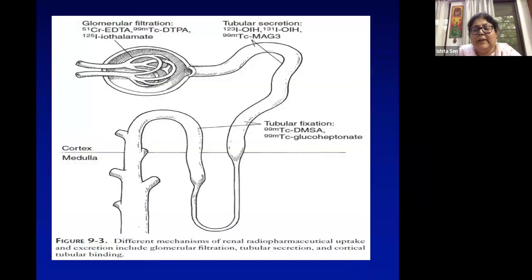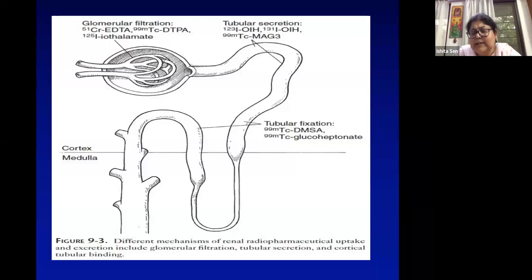So when we talk about nuclear nephrourology, there are various tests which we use for looking at the renal function. It depends on the radioisotope or the tracer that we are using as to what we are trying to see. So you have different agents which look at the glomerular filtration function, which includes, in the olden days, chromium EDTA and iodine-131 or iodine-125 labeled iothalamate.